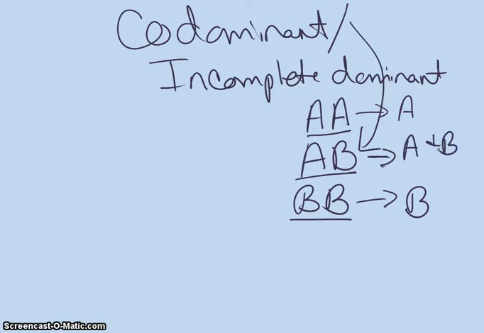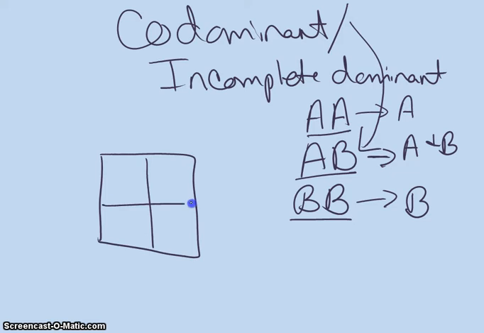Okay, so that's codominant. They both show up at the same time. Now the Punnett square, however, is going to work exactly the same way as our previous one did. So here we have our Punnett square. Let's cross somebody who is homozygous dominant A, so big A, with someone who is heterozygous, that AB.